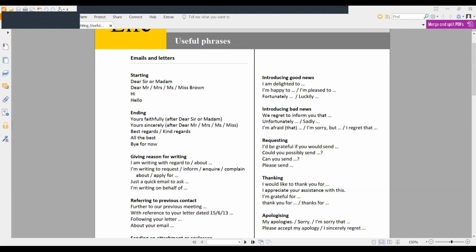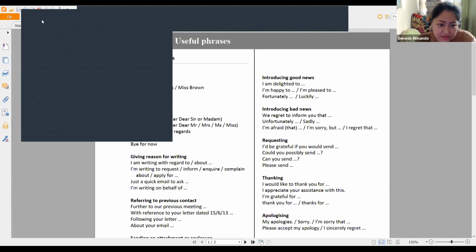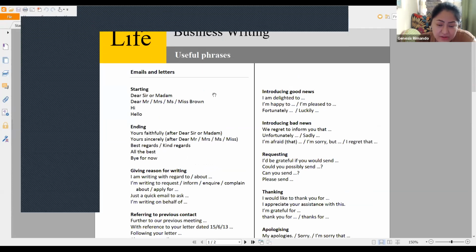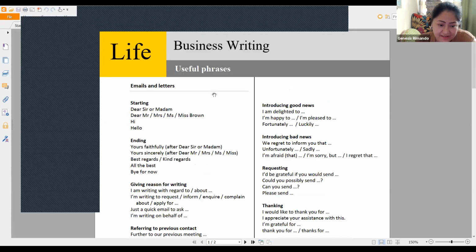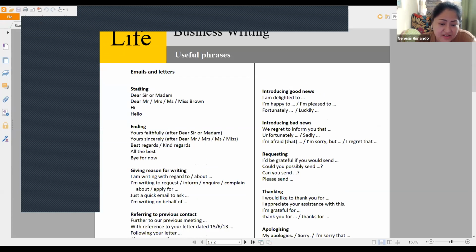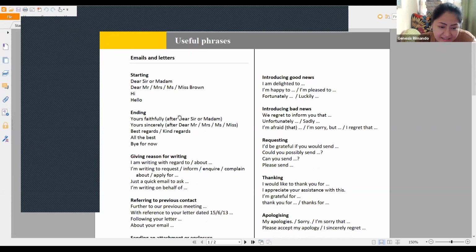I hope, for people who are not used to letter writing, this would be a good guide to you. So these are some of the useful phrases for business writing. If you notice, it started with formal, then ended up as informal. For starting your letters, it's more formal to say dear sir or madam. If it's informal or personal, you can say hello. Your ending would be yours faithfully.